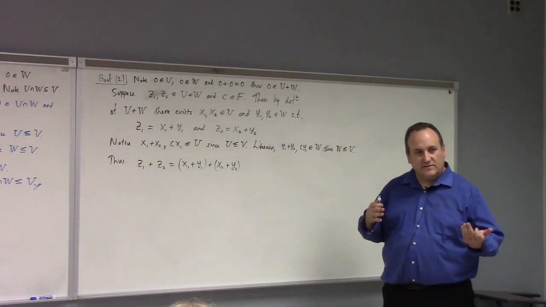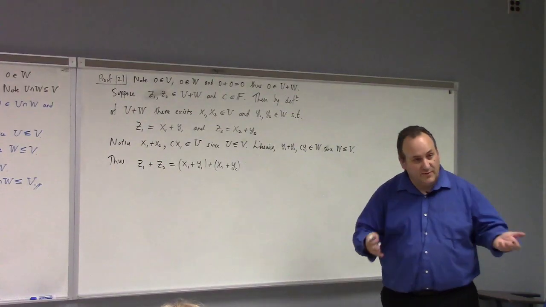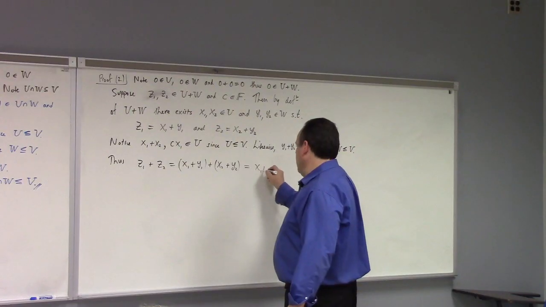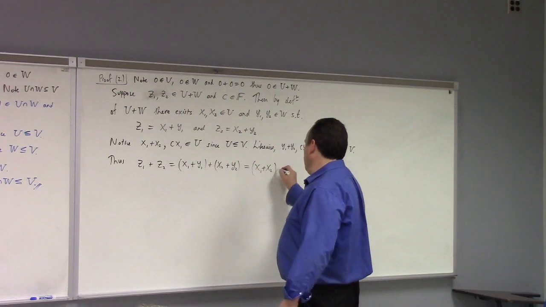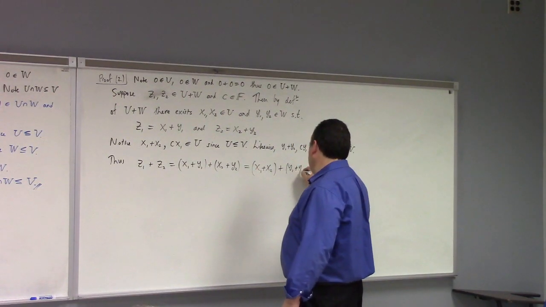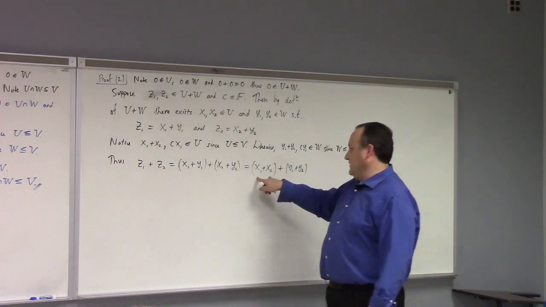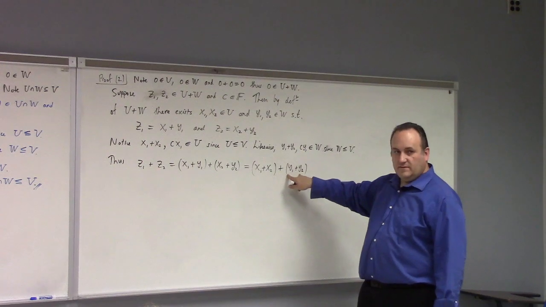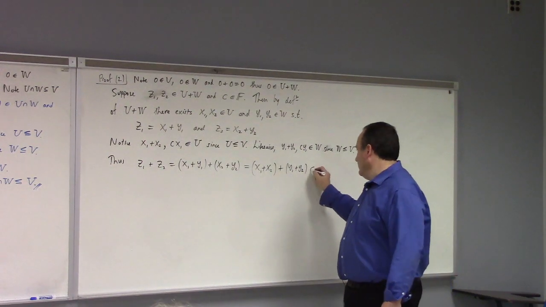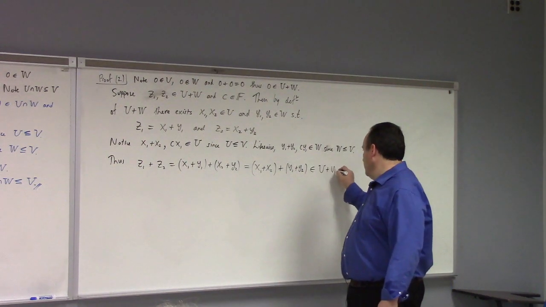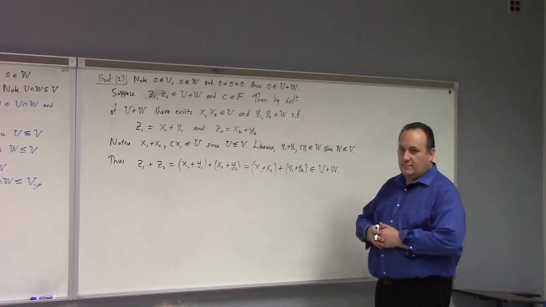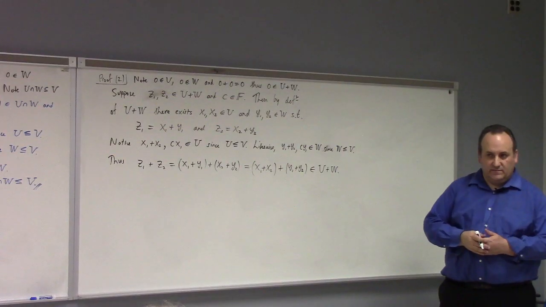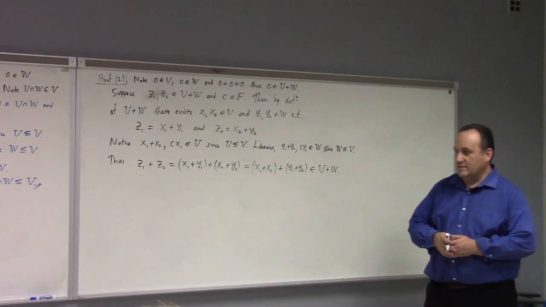But then vector addition is commutative and associative, right? So we can rewrite this as x1 plus x2 plus y1 plus y2, which is what? An element of U and an element of W. So this is manifestly an element of U plus W, right? So that shows we have closure under addition for the subspace. What's next?